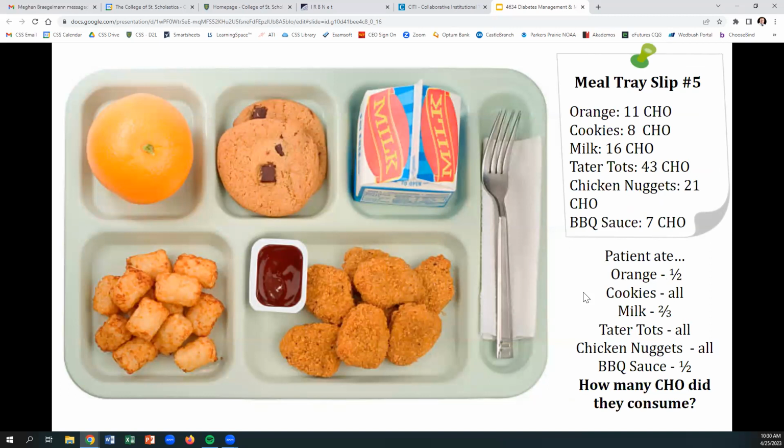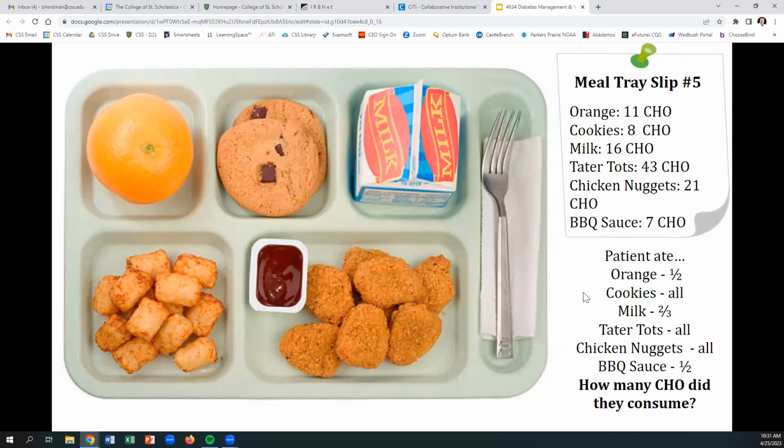Last example. You have a meal tray slip. So we got a good old-fashioned school lunch here. How many carbohydrates did the patient consume? All right. You should have ended up with something like 91.6, which we can round up to 92 carbohydrates.